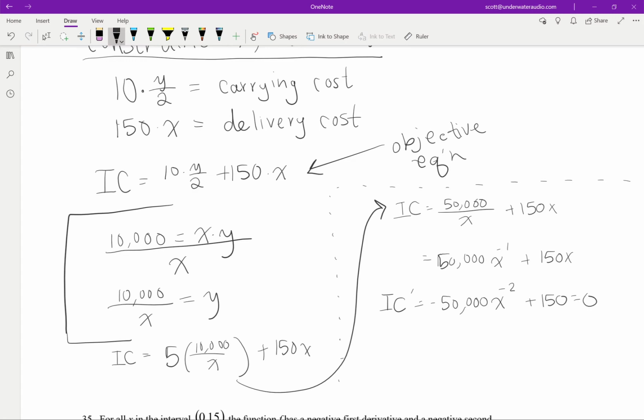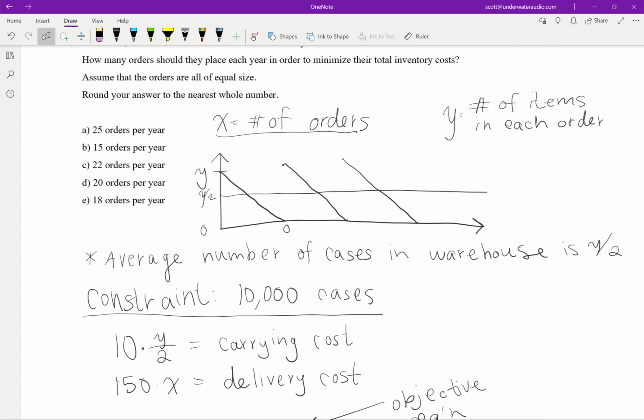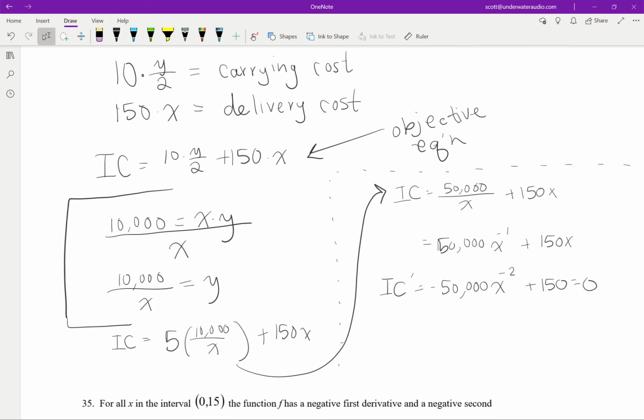The only trouble with that, the reason why I'm ignoring it, is x equals 0 is the number of orders. So I just don't think that can be right. It can't be right that the minimum is when you don't order anything at all. Like, it's kind of useless. You have to order something in order to have something to sell. So I'm going to ignore that, set it equal to 0, and try to solve.